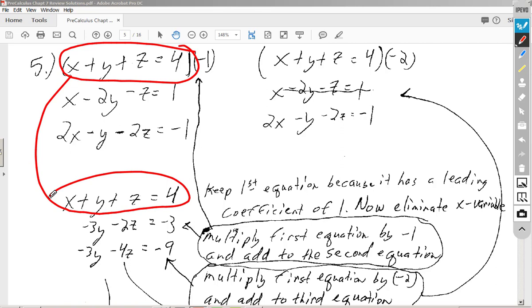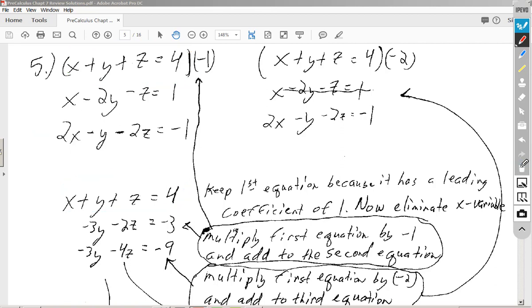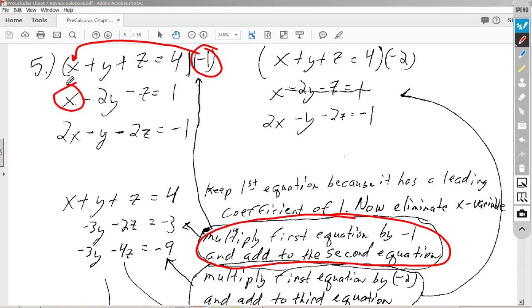Now I'm going to multiply by negative 1, and I'm going to add it to the second equation. So here's my rule. I'm going to multiply the first equation by negative 1 and add to the second equation. This eliminates my x variable. So here's negative x, and I'm going to add this to this, and that gives me 0, so there's nothing here.